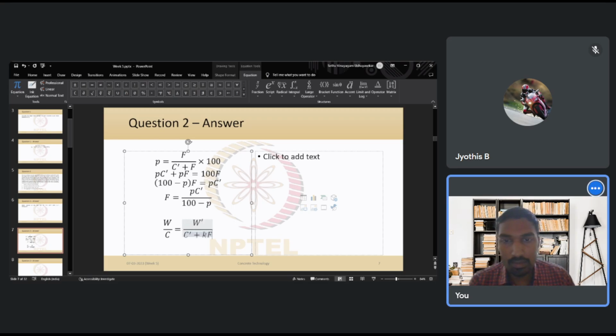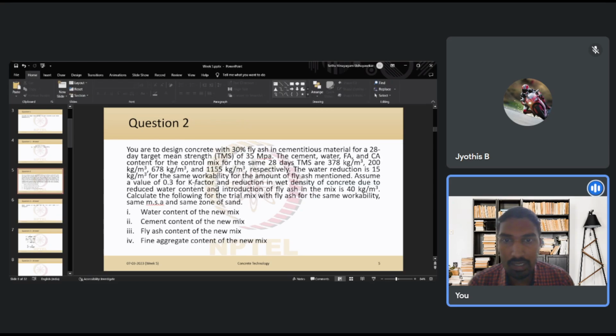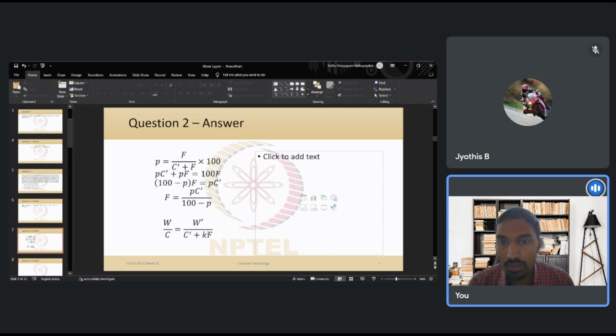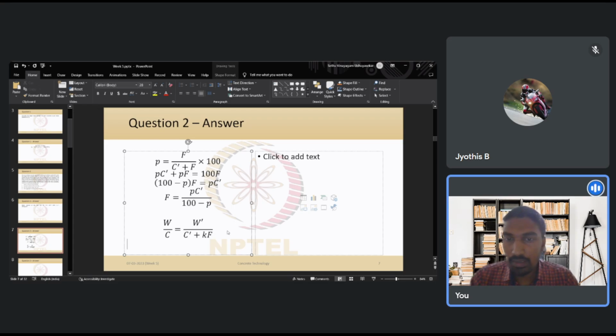Why is it K times F? Because K is the equivalence factor. Not all of the fly ash is equivalent to the cement that it has replaced, only some proportion of it. In the problem you are given, we take K as 0.3, so only 30% of the fly ash is equivalent to the cement that it is replacing. So the new water to cement ratio that we will need is W prime by C prime plus KF. Let us rewrite this, and from here we will try to find out what C prime is.